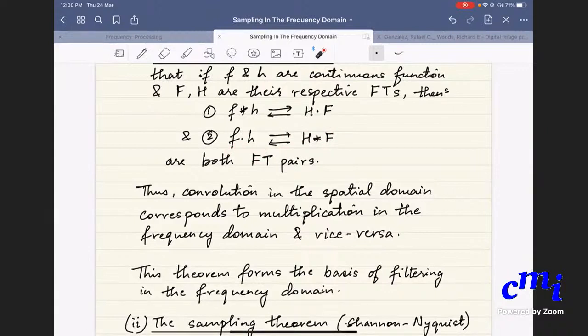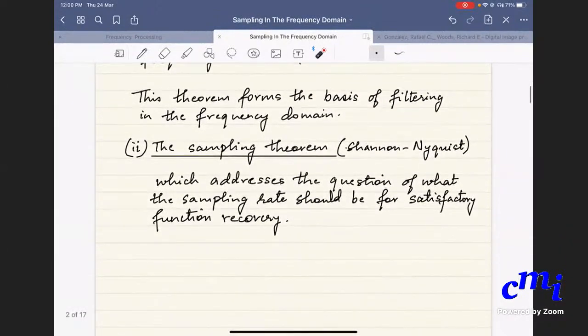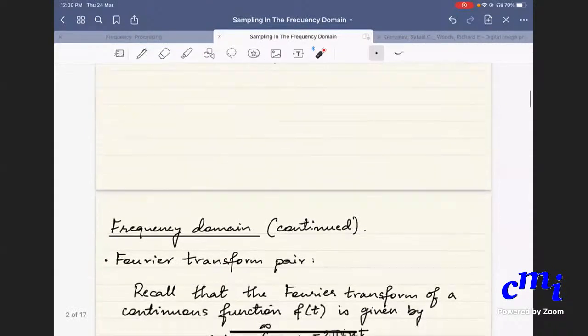So we will look at this theorem, and then we will look at the sampling theorem. The sampling theorem addresses the question of what is a good way of sampling so that function recovery is possible. This is also called the Shannon-Nyquist theorem. I think Nyquist was the one who proposed it, and Shannon is the one who proved it. We will look at this in a bit of detail.